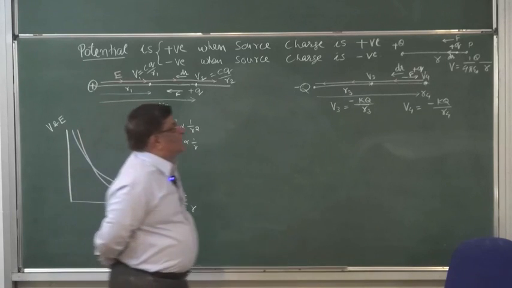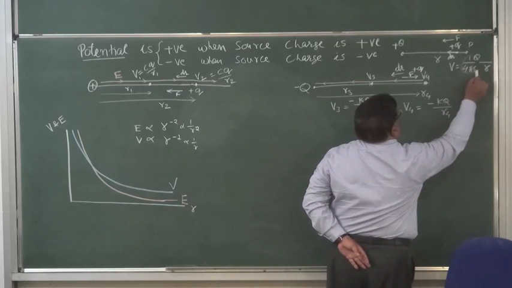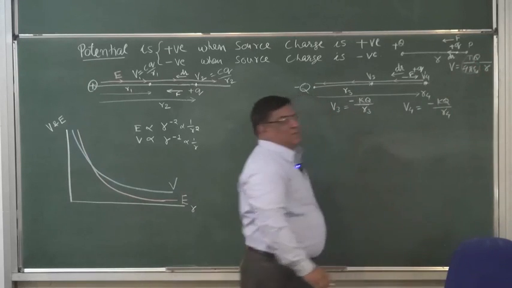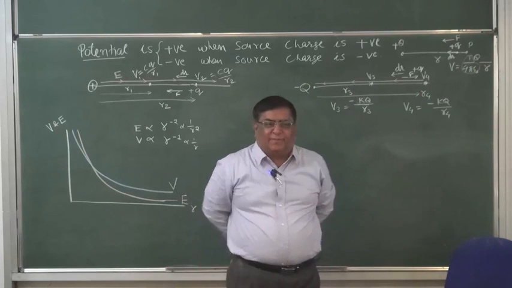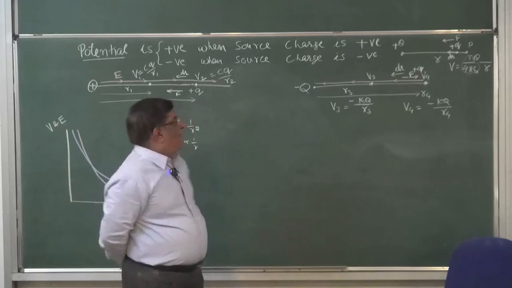And what is the quantity of potential? Quantity of potential is Q upon R, putting aside this Coulomb's constant. So Q upon R, you must remember. Okay, so if Q is positive, V is positive.